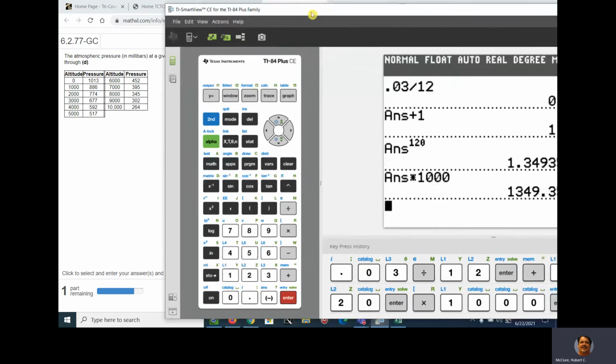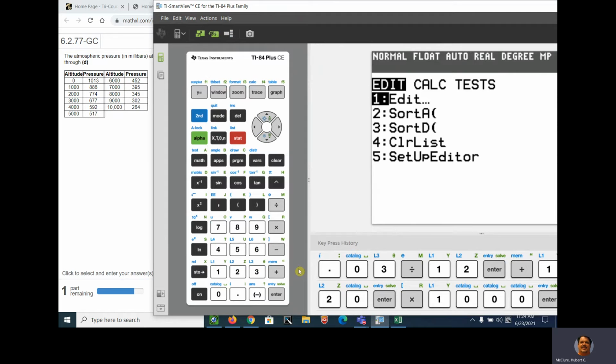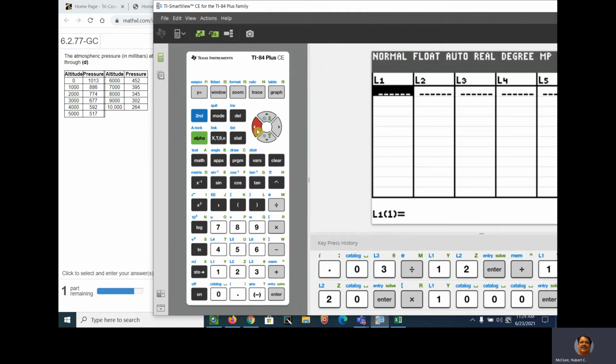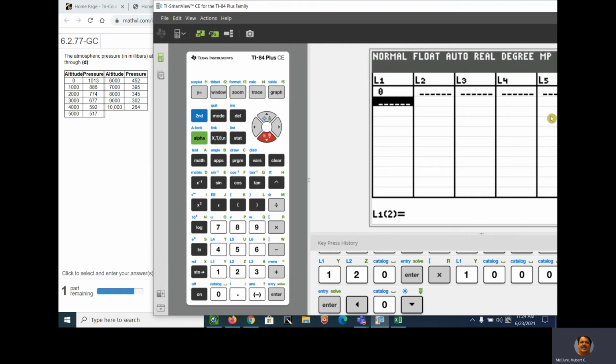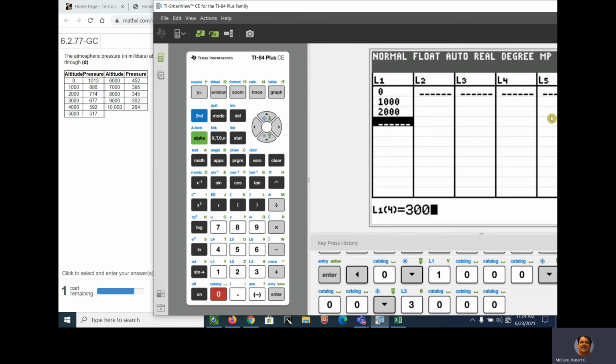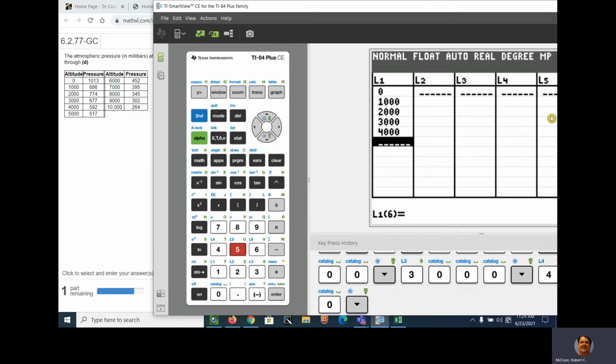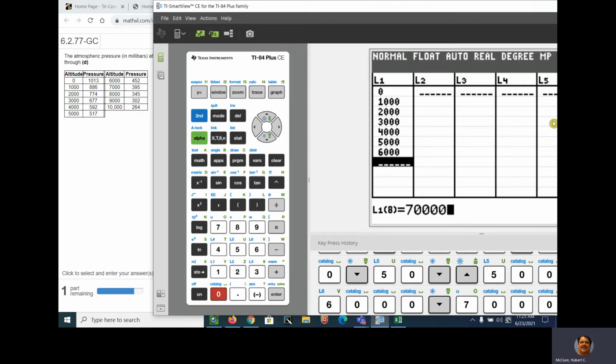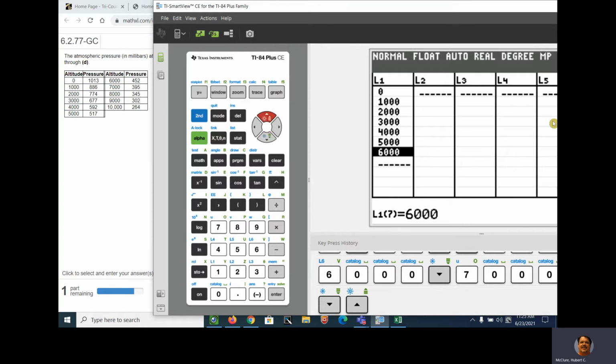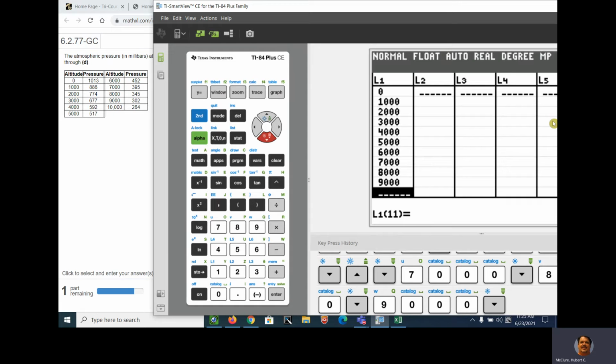And we're going to go to Stat, Edit, and there's your spreadsheet. Just type them in. 0, 1,000, 2,000, 3,000, 4,000, 5,000, 6,000, 7,000, 8,000, 9,000, and 10,000.